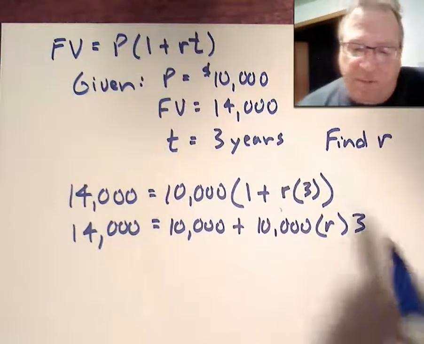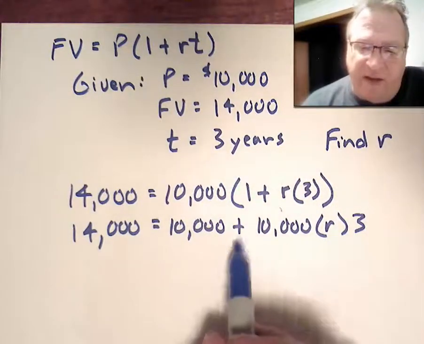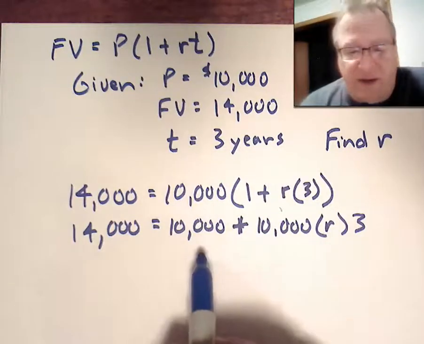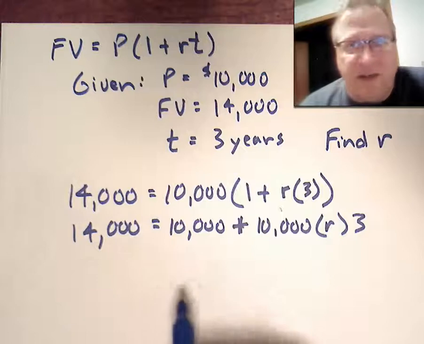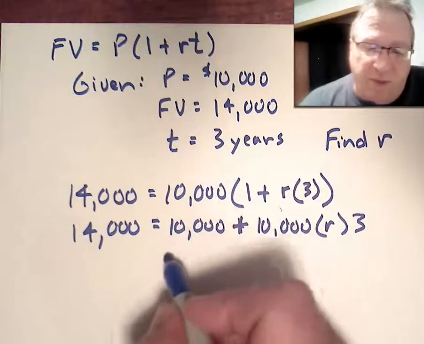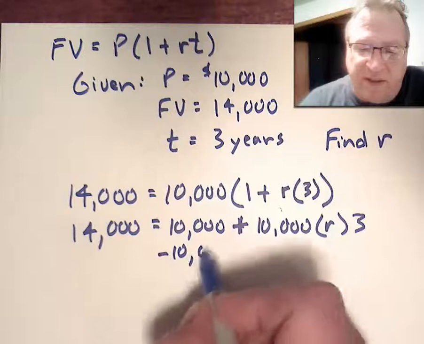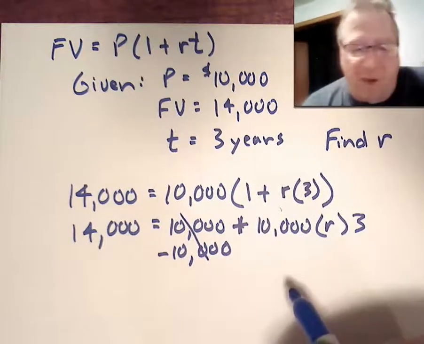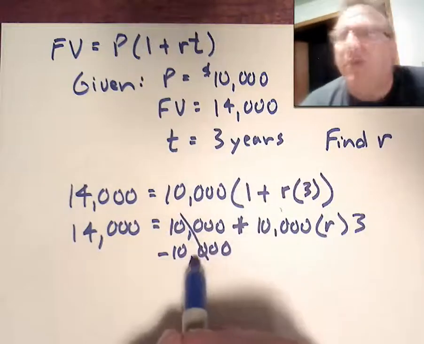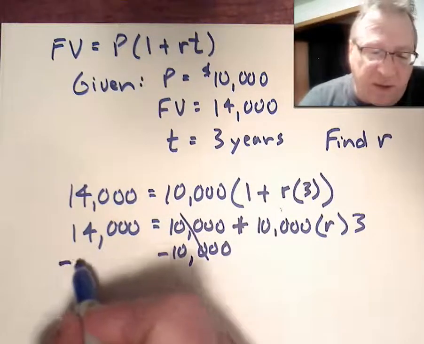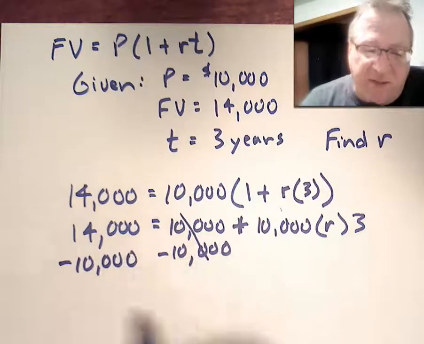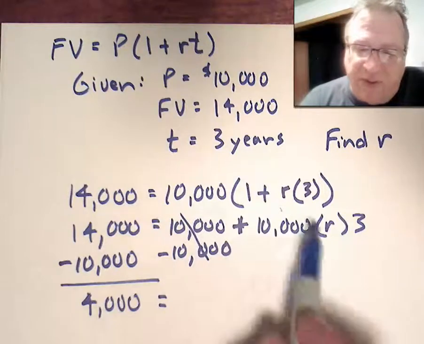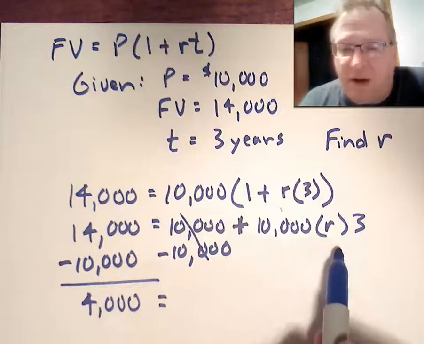Doesn't really matter though. Okay, now that I have these two pieces separated by a plus sign, I can move that 10,000 to the left-hand side. How do we do that? Well, what we're going to do is subtract 10,000 from the right-hand side. And when we do that, that 10,000 goes away. However, when we do something to one side of an equation, we have to do the same thing to the other side. So I'm also going to subtract that 10,000 from this side. And I'll be left with 4,000 equals, what's left over here? Simply the 10,000 times r times 3.